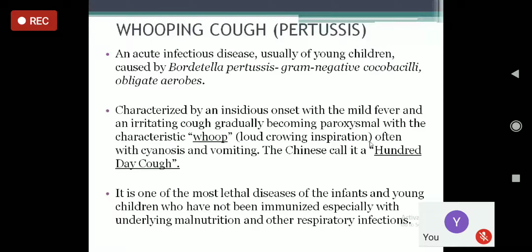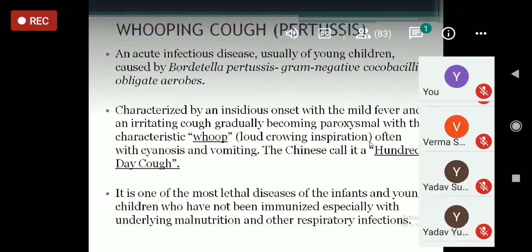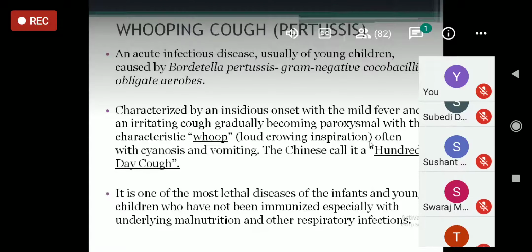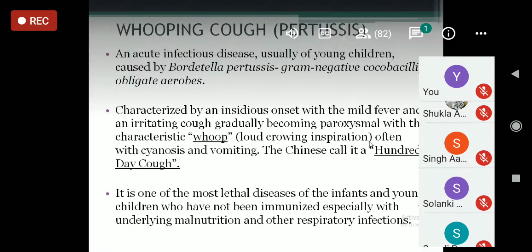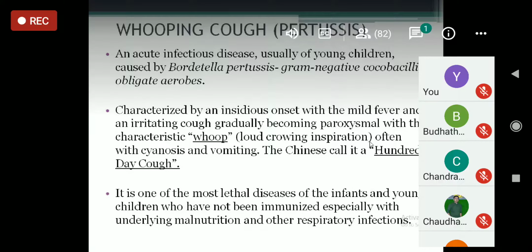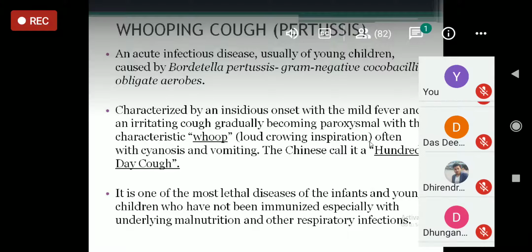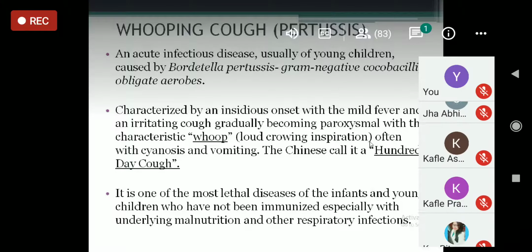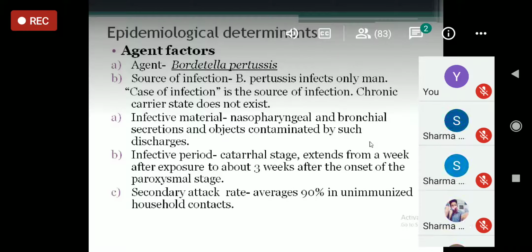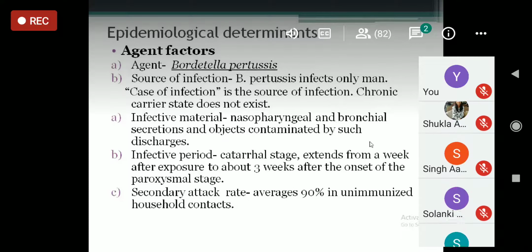This disease is also called 100-day cough because the Chinese started calling it 100-day cough, as this cough may last for weeks or months, even for 10 weeks. That's why they have named it 100-day cough. It is one of the most lethal diseases of infants and young children who have not been immunized, especially with underlying malnutrition and other respiratory infections. I will play you that whooping cough sound at the end.